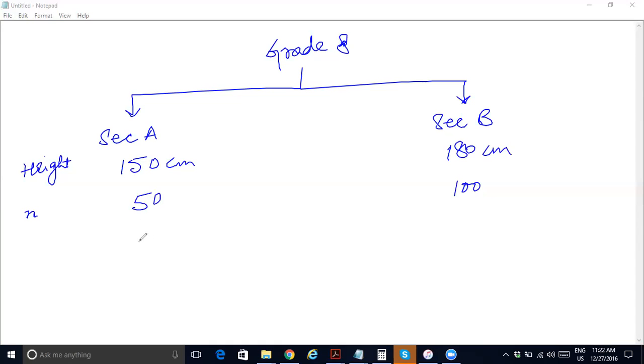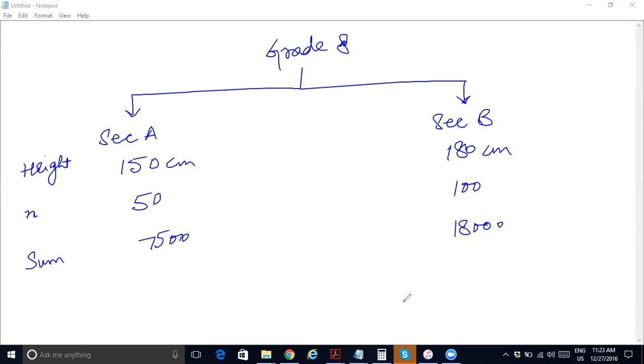So the total height is equal to 7500 centimeters. Correct. And the sum of height in section B is equal to 18,000 centimeters. So now that you have that, you can add the total heights and divide by 150. Perfect. So the point is we still follow the same formula.